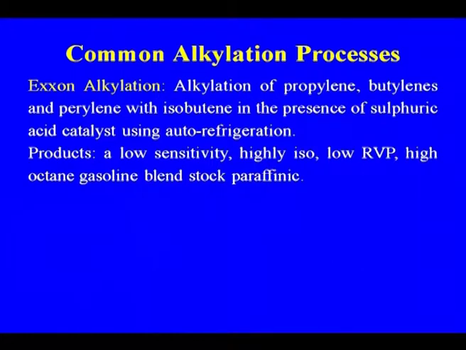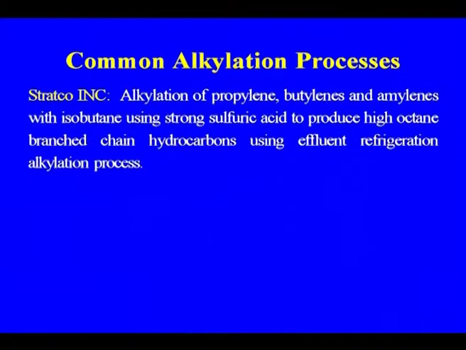But the only problem here in the case of the use of sulfuric acid is that the Stratco process alkylates propylene, butylenes and amylenes with isobutane using strong sulfuric acid to produce high octane branched chain hydrocarbons using the effluent refrigeration alkylation process, because that is also one of the requirements of the process, low temperature.